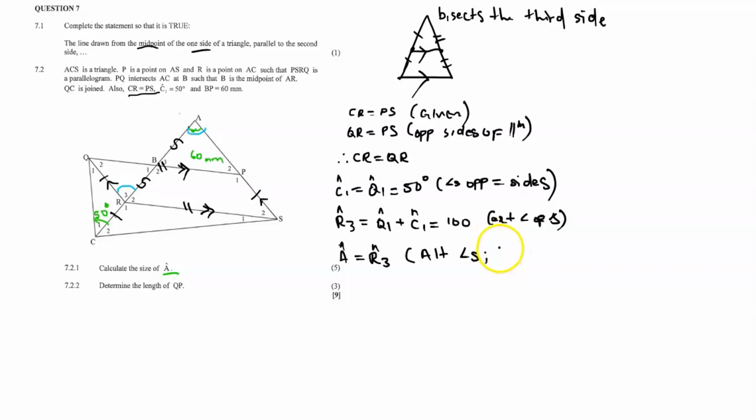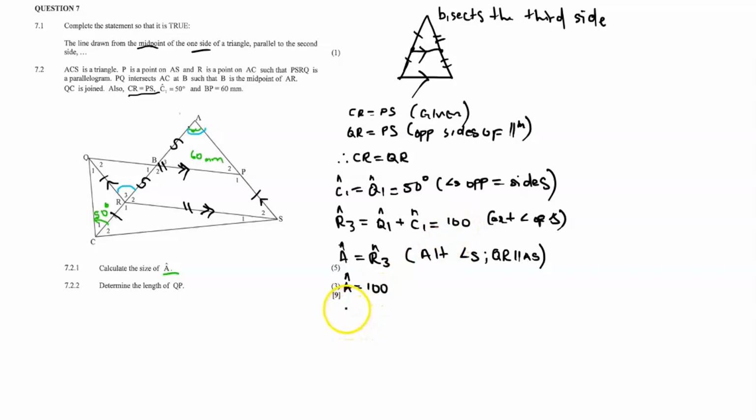So that is QR is parallel to AS, which is the same as PS. By the way, they are the same line. So we can just say AS. And then that means our angle A is equals to 100, which is that one.